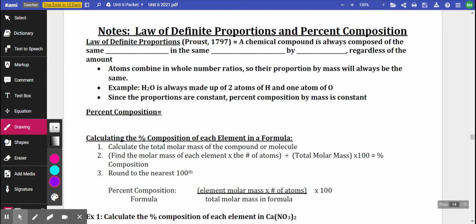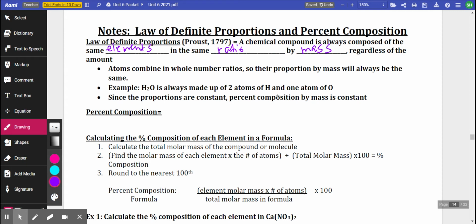It is consistent. It never changes because of the law of definite proportions, which just states that a chemical compound is always composed of the same elements in the same ratio by mass. Okay, so that's just stating that, for example, water is always made of 2 atoms of hydrogen and 1 atom of oxygen. The percent composition of water is always the same. So the percent of hydrogen by mass is always the same in water.